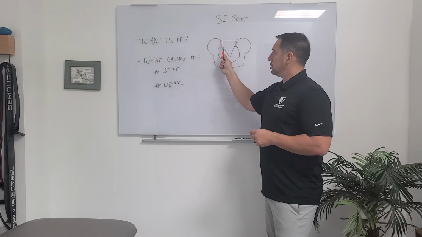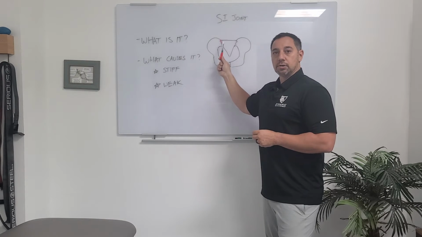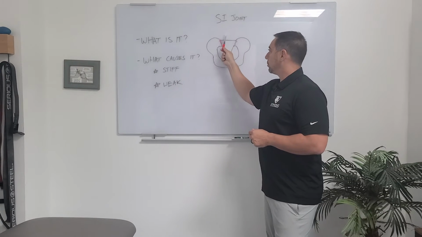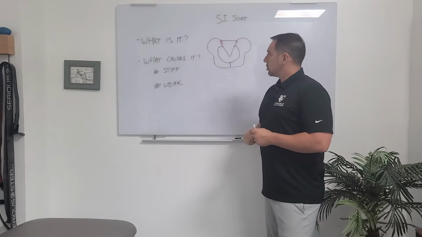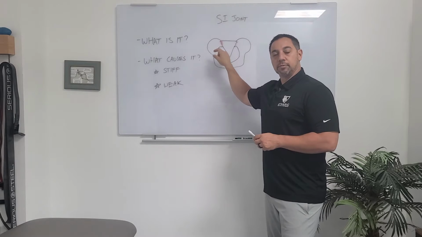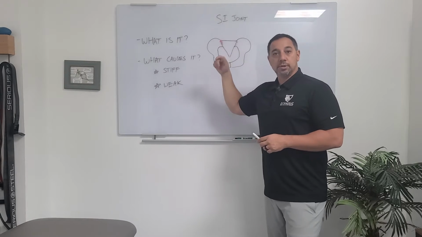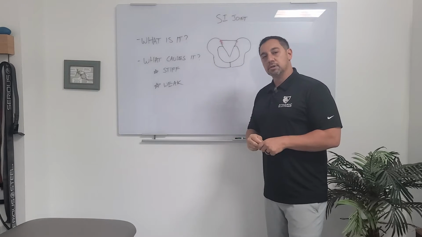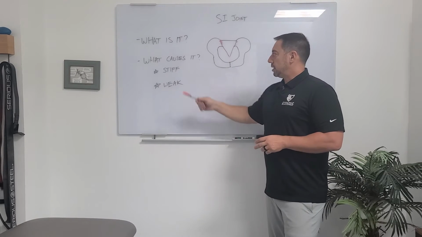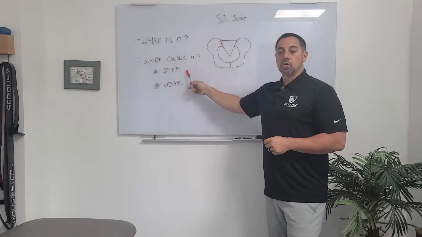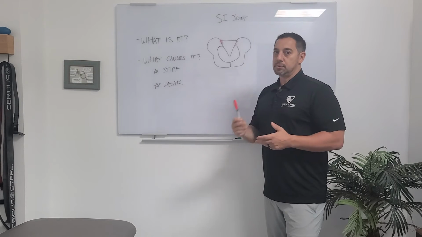And what they can do is leak onto your sciatic nerve. The sciatic nerve comes up from three levels of your spine and comes down this way, all the way down your leg. So sometimes you get leakage from inflammation, either the joints or the ligaments or both, and that can cause symptoms like sciatica. Okay, so what causes it? Well, it's usually either a stiffness issue or a weakness issue, and sometimes both.